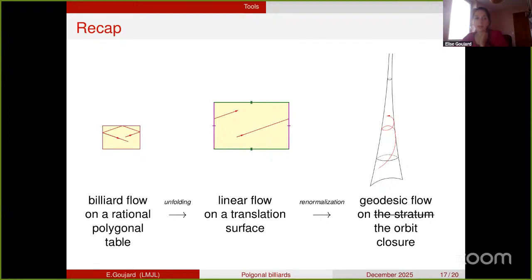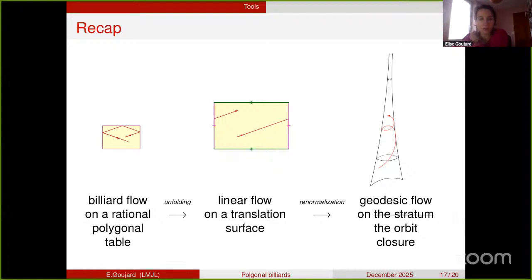Okay, so just to recap this principle of renormalization: when you want to study the billiard flow in some rational polygonal billiard, you can unfold it to a linear flow on the translation surface. And now you can, by renormalization, get information by studying the geodesic flow on the orbit closure of this fixed surface in the moduli space.